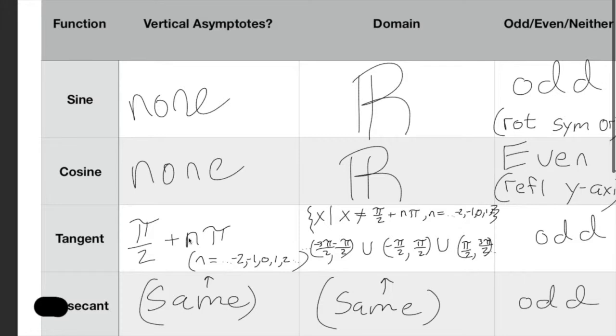Secant is going to be the same, because remember the tangent can be defined as sine over cosine. So both secant and tangent have a cosine in the denominator of their fractions. So whenever cosine is equal to 0, tangent will have a vertical asymptote, and so will secant. They have the same vertical asymptotes in the same locations. And so therefore they'll also have the same domains.